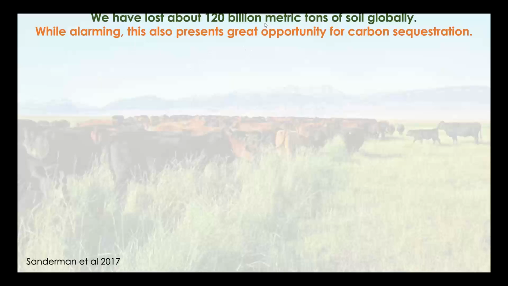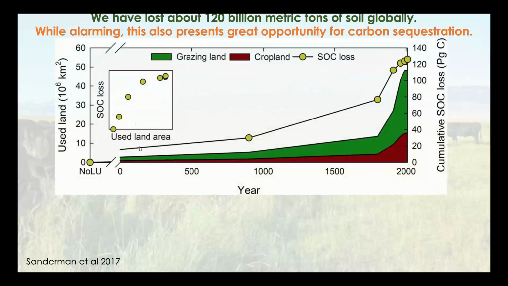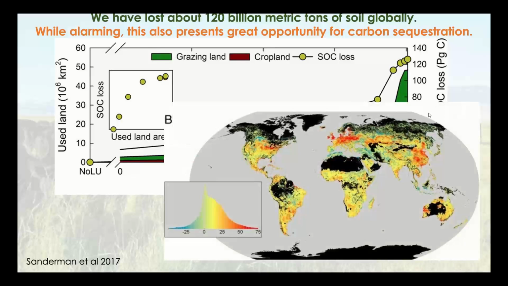What's alarming is that we've lost about 120 billion metric tons of soil globally. This figure is showing you from no land use up to land use today. If you look at this black line, as land use increased over time, so too did soil organic carbon losses. This is a reflection of conversion of grasslands into croplands, deforestation, etc.